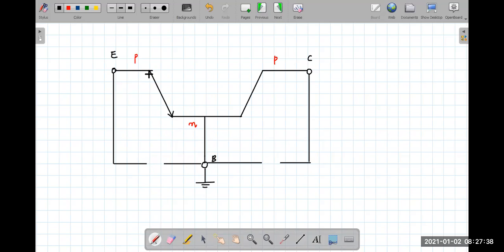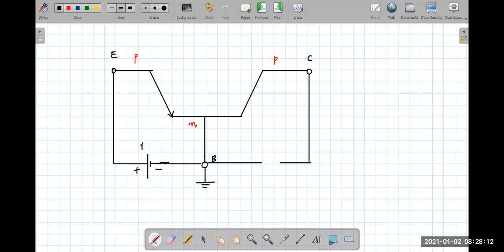Now here, this is a PNP transistor. Coming to the active mode, the emitter base must be forward biased and the base collector must be reverse biased. Emitter base forward biased means we have to connect it in this manner: the P type must be connected to the positive terminal and the N type must be connected to the negative terminal. Is it done? Is this forward biased? Yes. So now this one is forward biased.